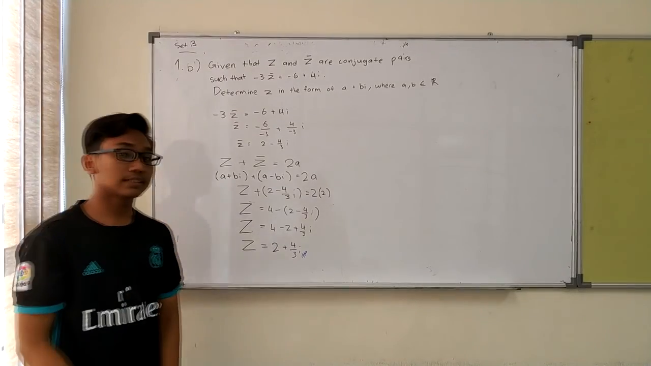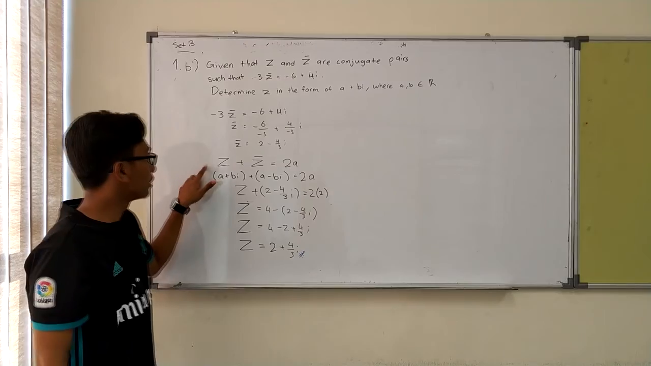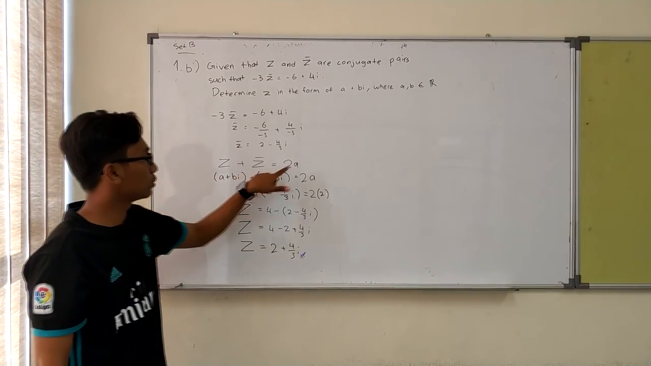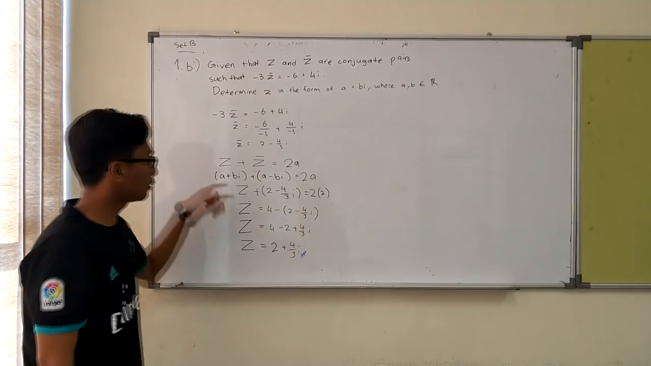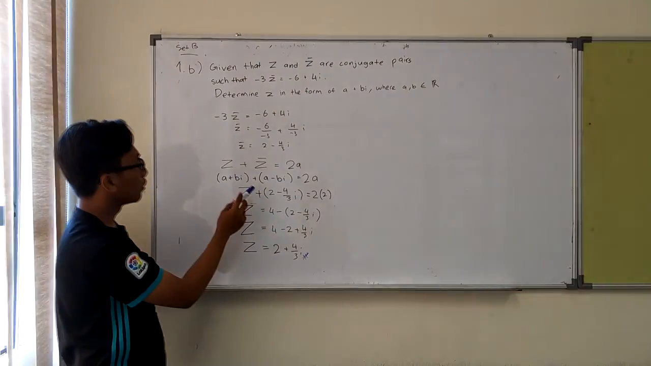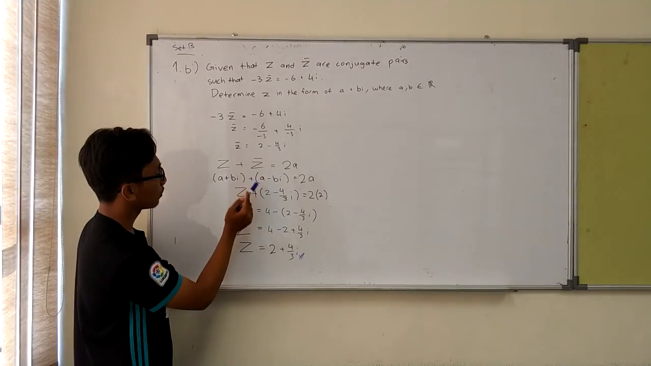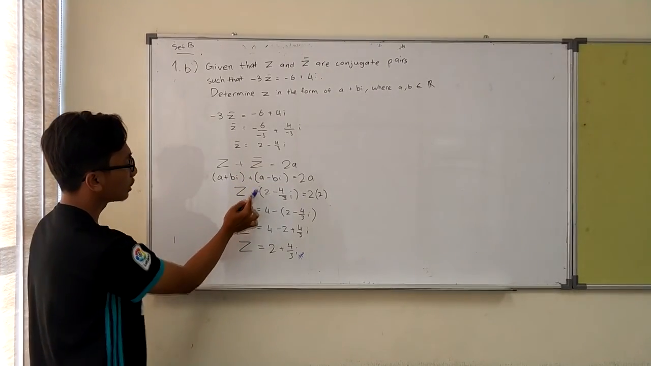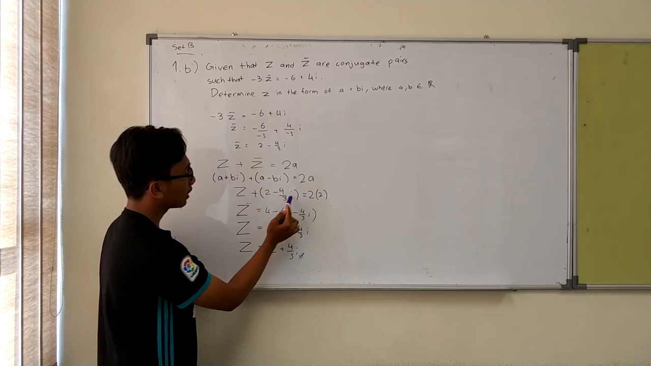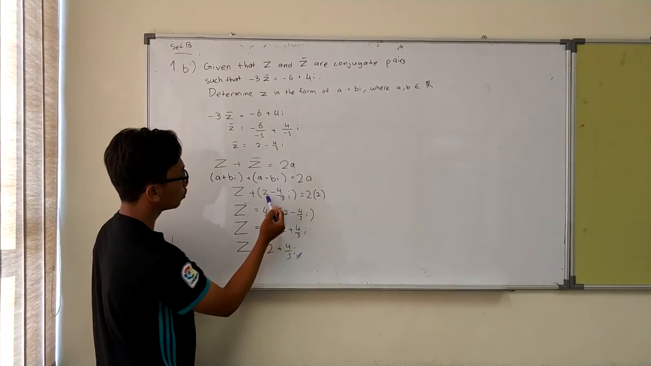So next, using the properties of conjugates, z plus z bar is equal to 2a. We will find the z which is not given. So we substitute the value of z bar into the equation. So z plus 2 minus 4 over 3i is equal to 2a, in which a is equal to 2.